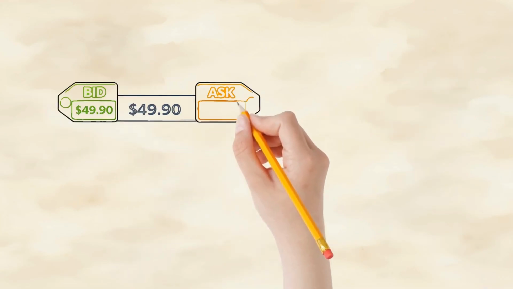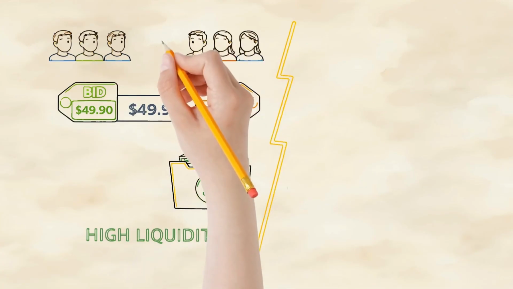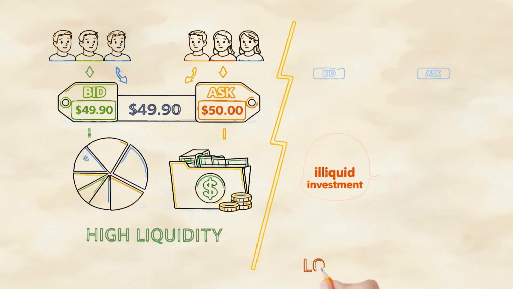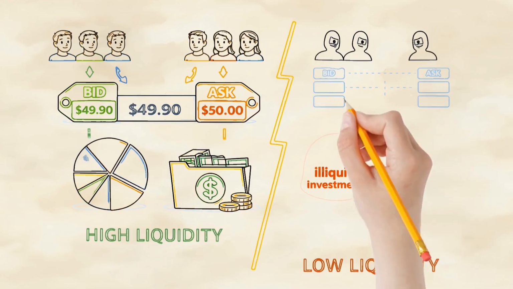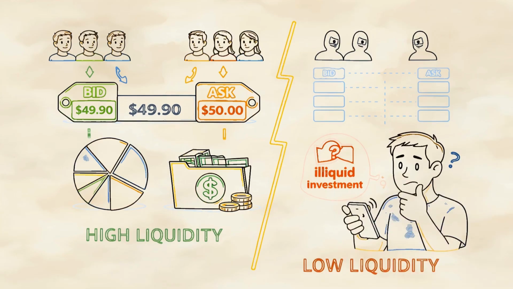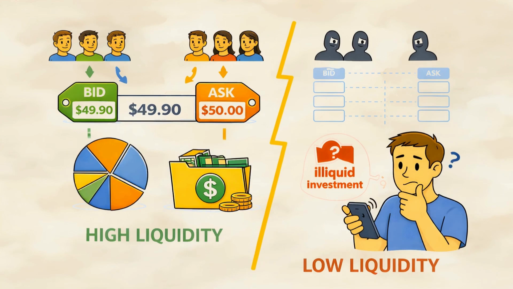Liquidity is how easy it is to buy or sell without moving the price much. It matters because higher liquidity usually means tighter spreads and fewer surprises. Example, a popular ETF often has lots of buyers and sellers, so trades feel smooth. Common mistake, buying something illiquid and later struggling to sell at a fair price.